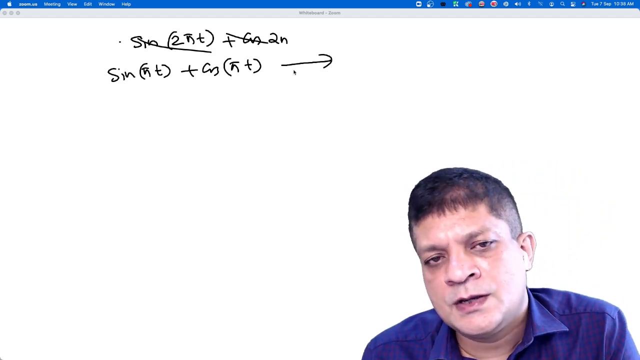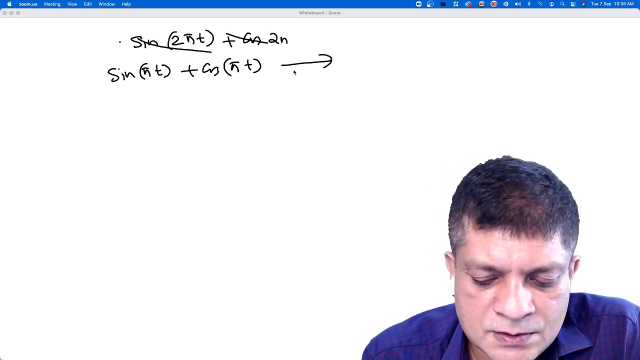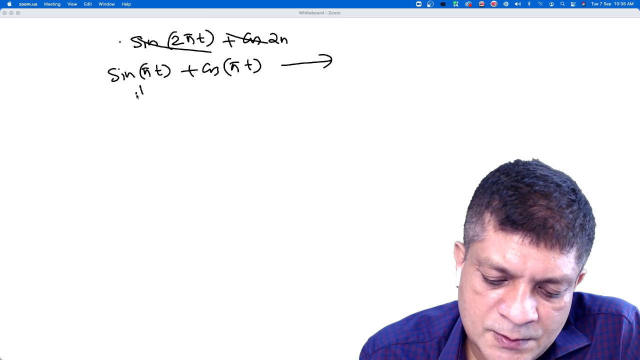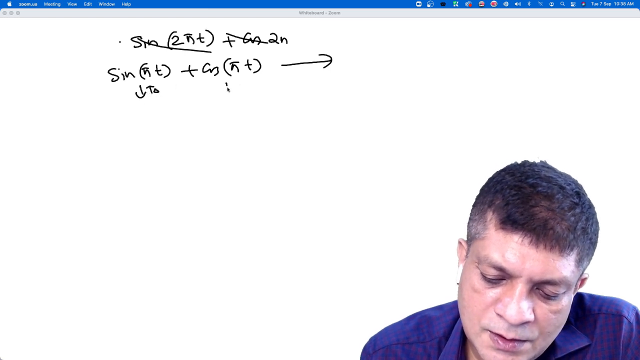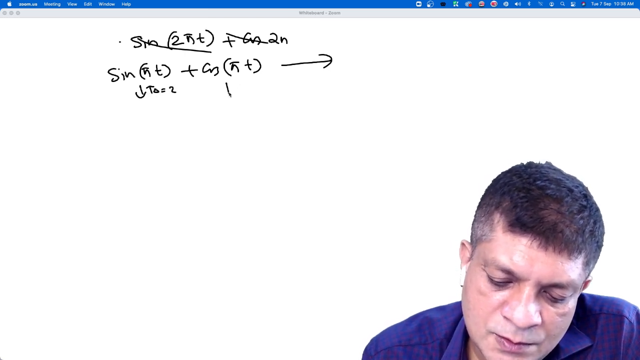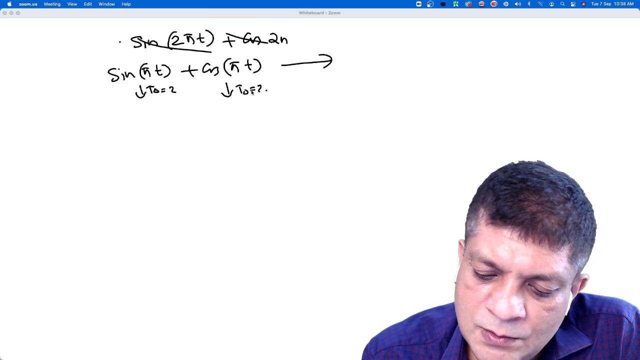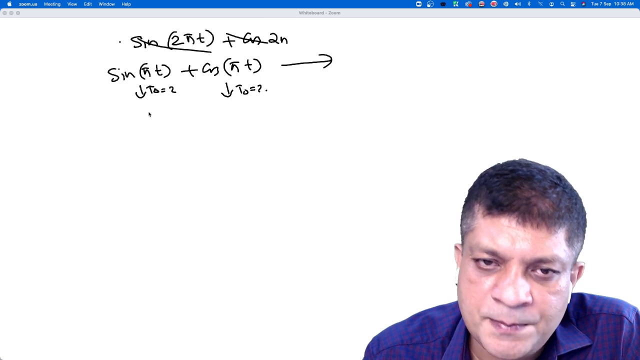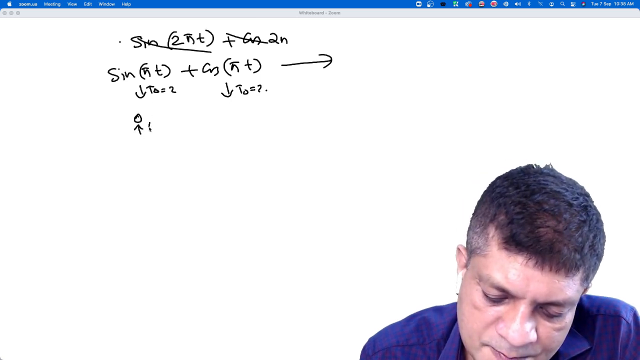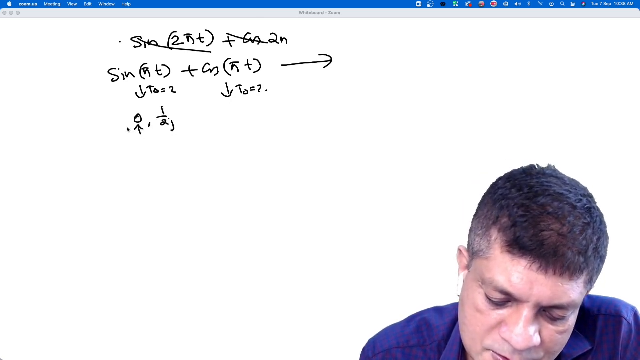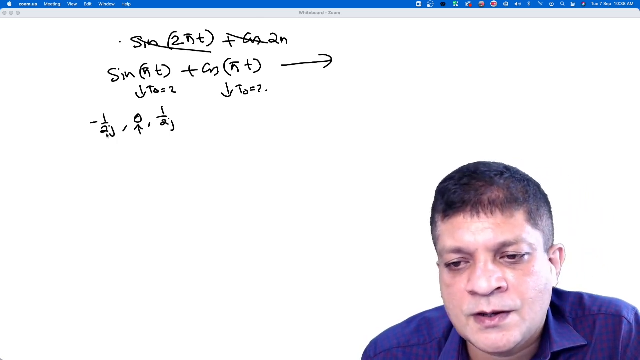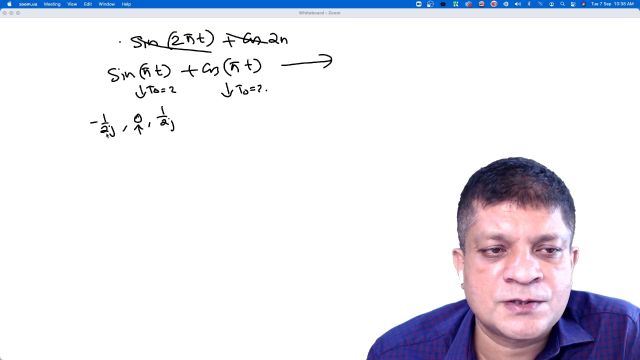Can we use the linearity property here? The period is what? T naught is 2. What is the Fourier series representation with respect to this period? Sin pi t, I am simply writing as 1 by 2j and minus 1 by 2j, assuming that all the other Fourier series coefficients are 0.